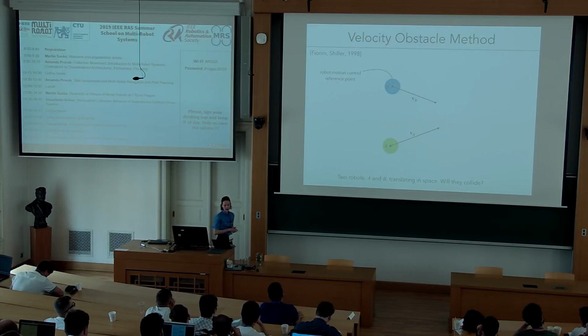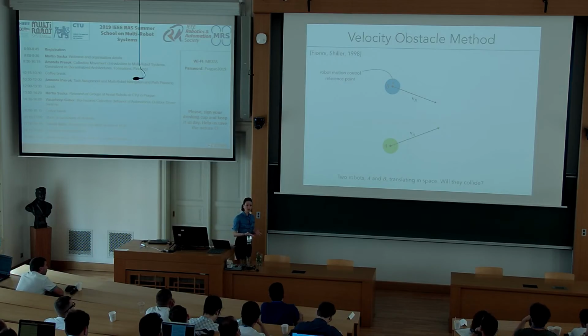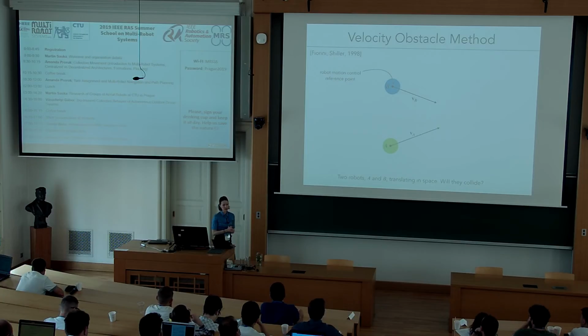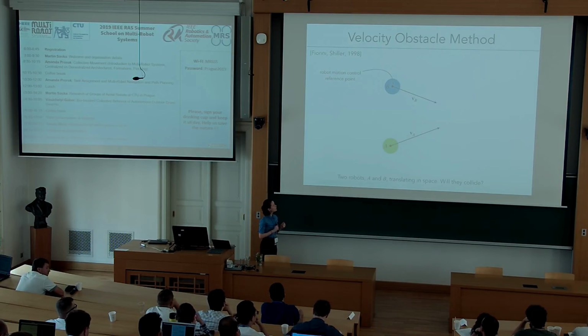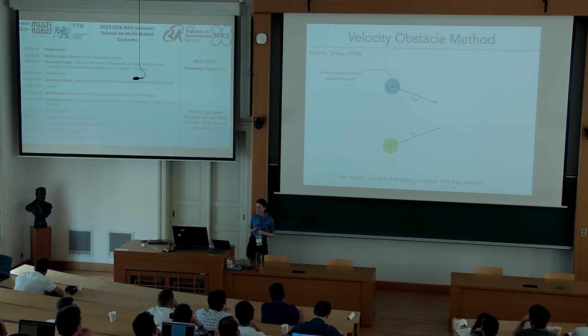Now I'm going to talk about a seminal method introduced in the late 90s called the velocity obstacle method, which is still referred to today in many papers on continuous path planning in multi-robot systems. The problem we want to solve is having two robots with a given forwards velocity, and answering the question: will robots A and B collide, given that we know what their velocity vectors are?